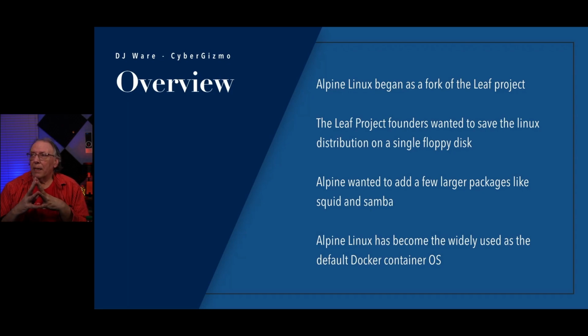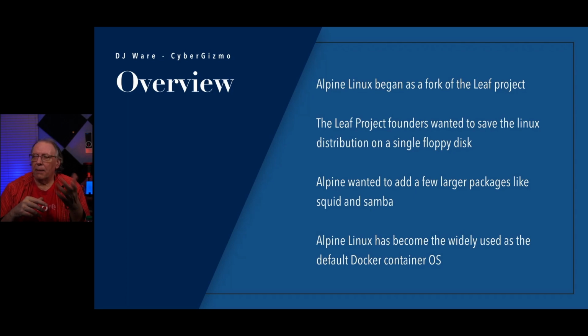Alpine Linux began as a fork of the LEAF project. The LEAF project had kind of a strange mission. It was to fit an entire Linux distro on a floppy drive. Well, I think I took my last floppy drive out of a machine over 20 years ago. I haven't had one around for quite some time. I bet if I looked in my junk pile, I might come up with one. Alpine forked off from that release because they wanted to add a couple of larger packages, which of course wouldn't fit on a floppy, and that was Squid and Samba.